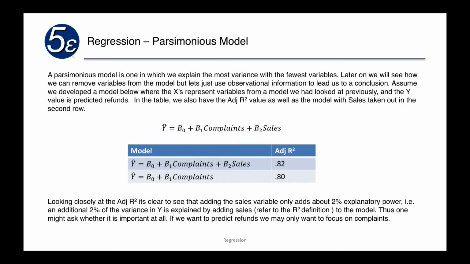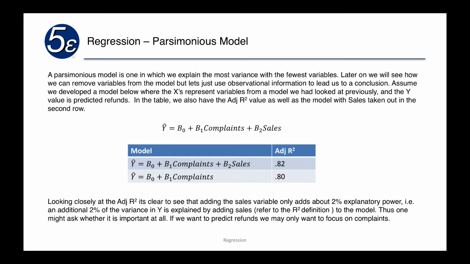So when we talk about a parsimonious model, and we've mentioned this before in a previous module, it's one in which we explain most of the variance with the fewest variables. And we're going to show how we can remove variables from the model. But let's just use the information that we have here. You're going to see here that we have an equation, y hat equals b0 plus b1 complaints plus b2 sales. And if we have both terms in the model, we have an adjusted R-squared of 0.82. Whereas if we have just complaints in the model, we have 0.80. And so what this basically tells us is that adding the sales variable adds about 2% explanatory power. Or in other words, an additional 2% of the variance in y is explained by adding sales to the model.